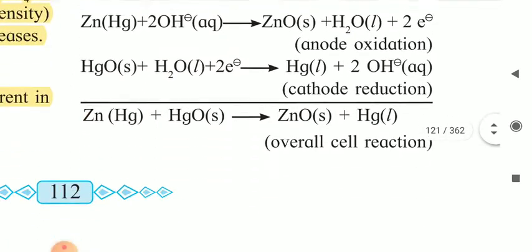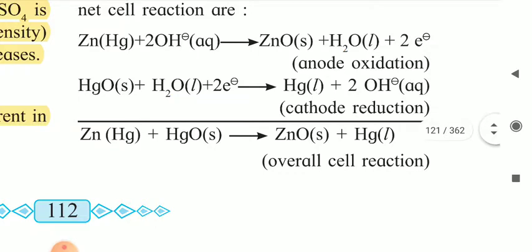Now we are going to look at the cell reactions which are taking place at the respective electrodes. In that, the first case is anodic oxidation. At the anode, according to our statement, zinc, which we are using as the anode, will convert into zinc oxide with the OH minus ions, that is hydroxide ions. So it will form zinc oxide with the loss of 2 electrons. This is nothing but the anodic oxidation, and at the same time cathodic reduction will take place.